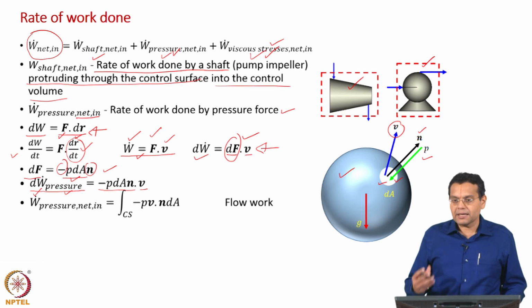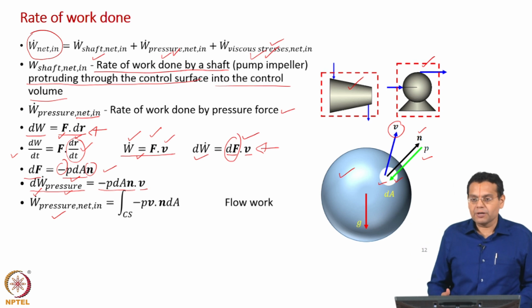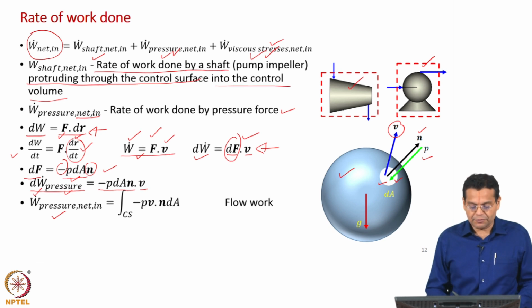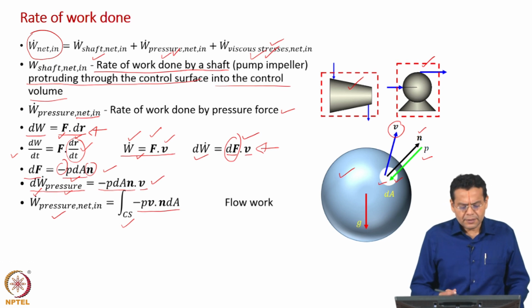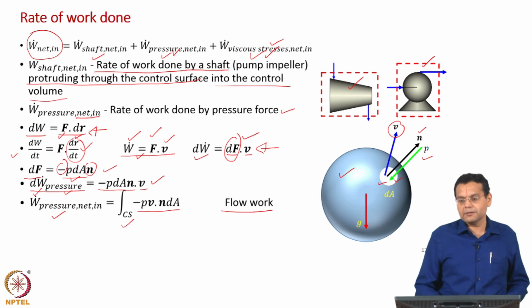Now, for the entire control surface, we integrate over the entire control surface, and that is what is shown here. So, now W dot represents net rate of work done by the pressure force over the entire control surface. What is it that we have done? Taken this expression and integrated over the entire control surface, of course, with a small rearrangement, so that it comes to our well known form as V dot n dA, and then of course, we have minus P. So, this is the expression for the net rate of work done by pressure force, and this is usually called as the flow work.